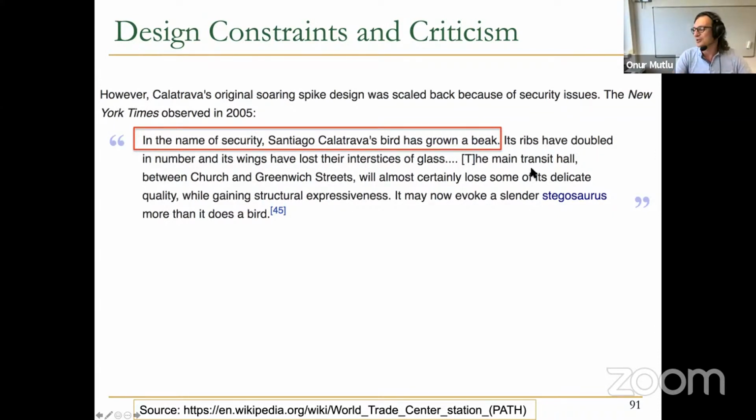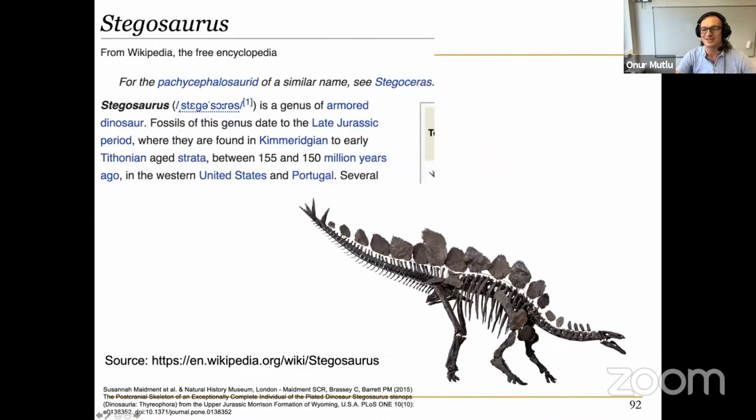The main transit hall, this is supposed to be a train station actually, between Church and Greenwich Streets, will almost certainly lose some of its delicate quality while gaining structural expressiveness. It may now evoke a slender stegosaurus more than it does a bird. And if you don't know what a stegosaurus is, it looks like this. And there is some resemblance, perhaps, yeah.